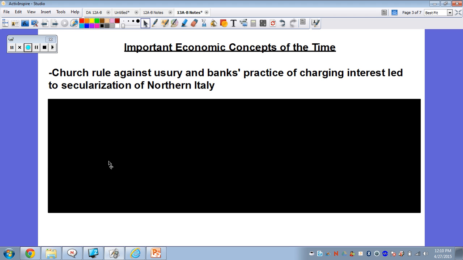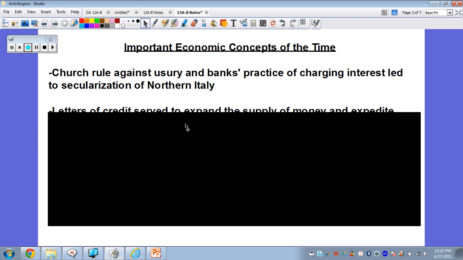Well, the Catholic Church had banned usury up until this point in time. So we're going to start to have the secularization of northern Italy as they start to follow less Catholic rule and worry more about what is good for them.